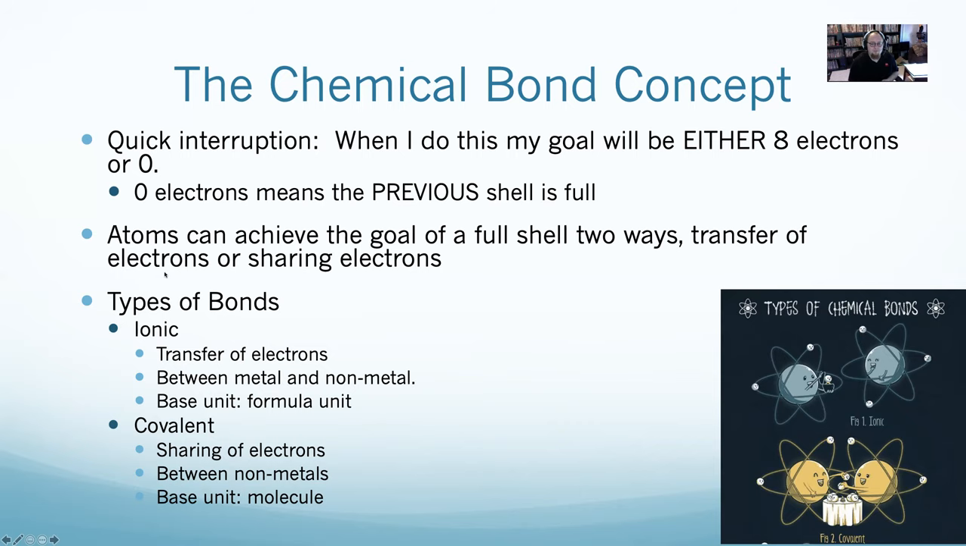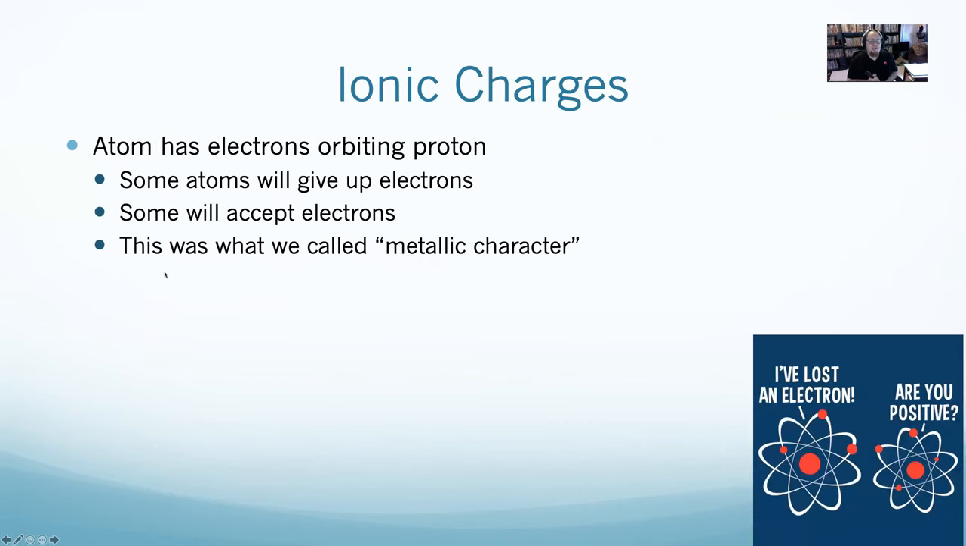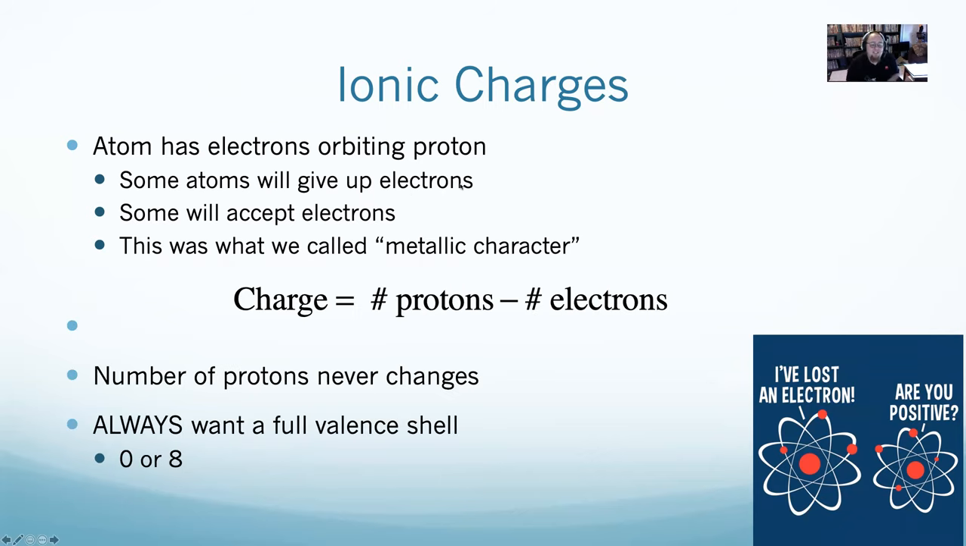Okay. So last chapter, we talked about things ionizing, right? Becoming an ion. We said, you know, an atom has electrons holding protons. Some atoms will give up electrons. Some accept electrons. That's based off metallic character. And one of the things I said is anytime an atom changes the number of electrons it has, it's no longer an atom. It is now an ion. And an ion is just an atom that changed the number of electrons. It either gained electrons or lost electrons. And an ion will have a set charge.